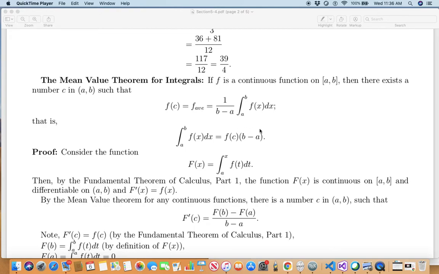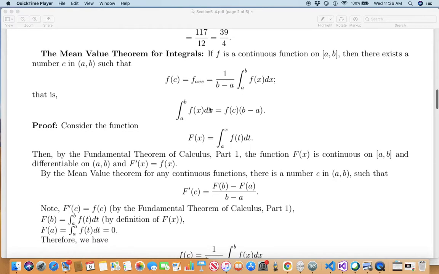So there is a rectangle whose area is equal to the area under the curve. All right, that's a geometric interpretation. How do we prove this? Well, consider the function capital F(x), which is the integral from a to x of f(t) dt. You have seen this in the discussion of the fundamental theorem of calculus.